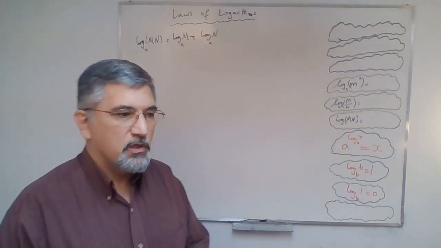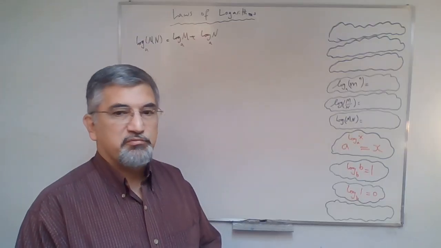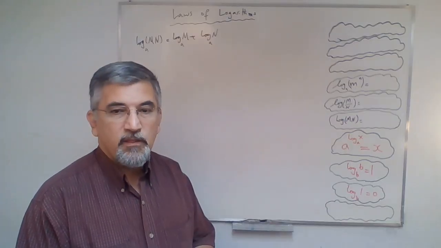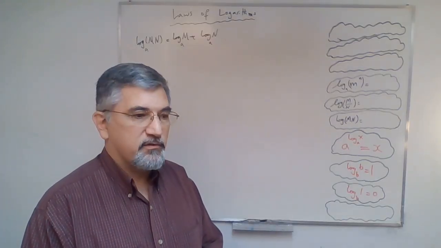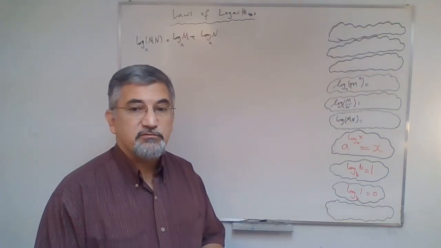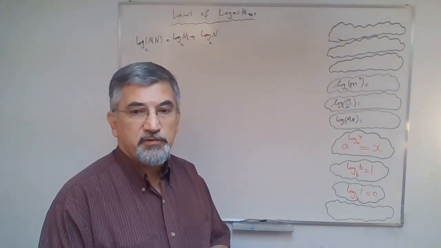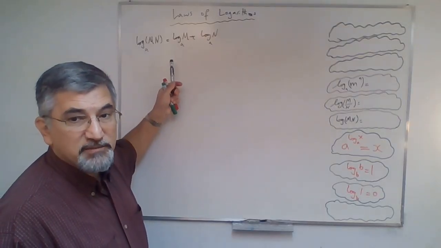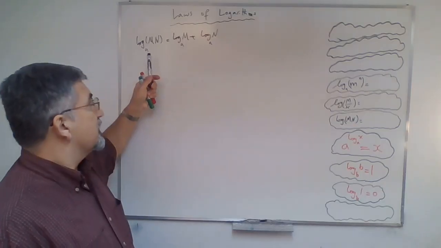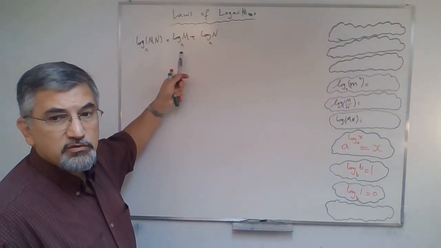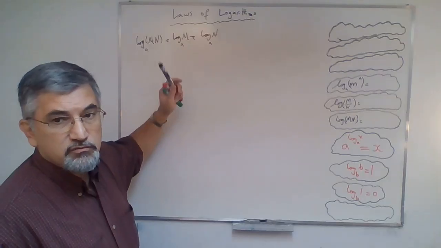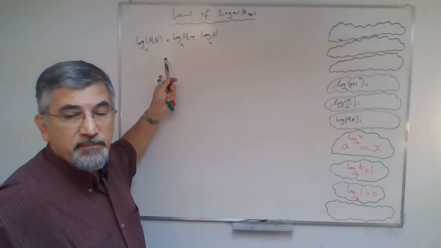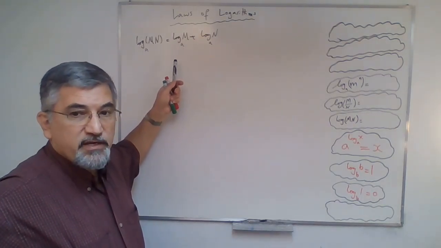So we want to come up with formulas. I'm going to be proving some formulas and we'll be using these formulas in future to simplify logarithmic expressions or evaluate any logarithmic expression. So we have log of a product, log of m times n, log of a product of two numbers. I want to show you that it's equal to the sum of the logarithms of those two numbers.